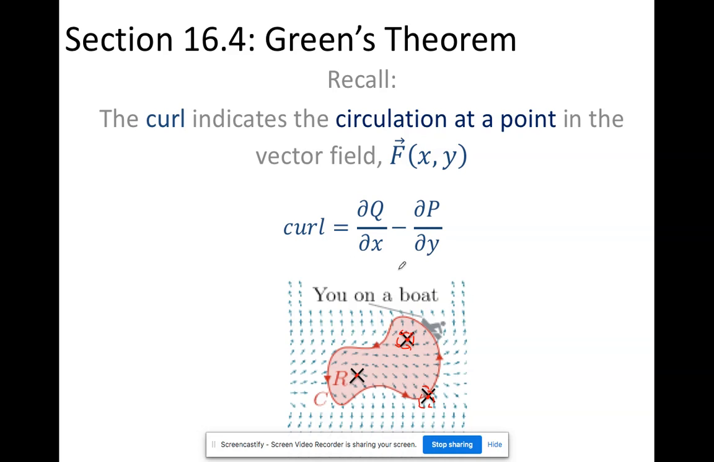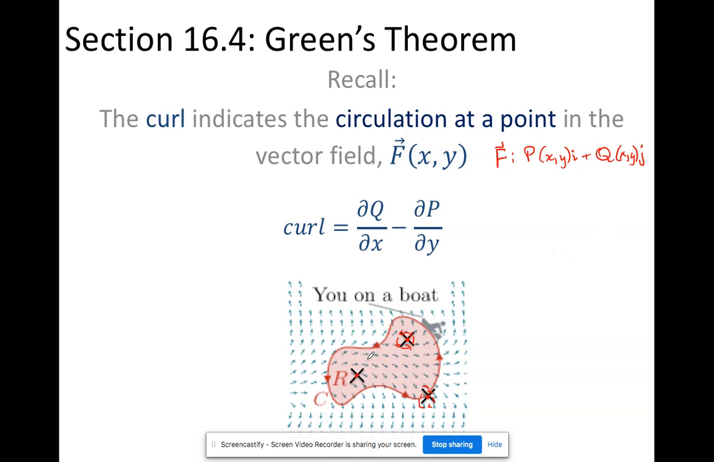And I gave you a formula for the curl, right? It was the partial of the second piece with respect to x minus the partial of the first piece with respect to y, right? Because we had our i's and j's, given that our vector field was some P in terms of x, y, i plus Q in terms of x, y, j, right?